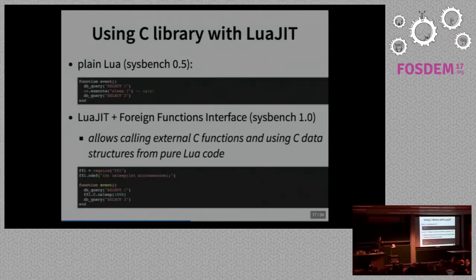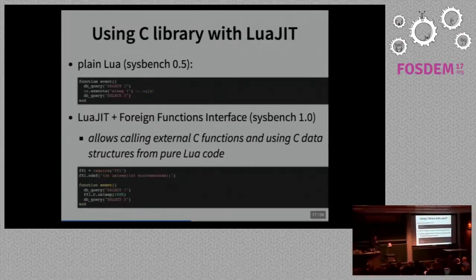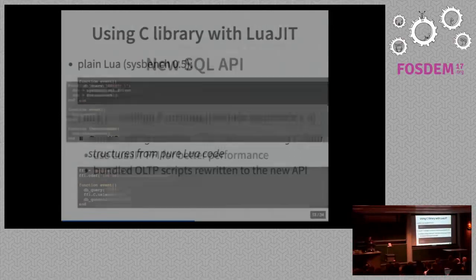So this is an example showing how to use the usleep call from the C library. You just need to declare it, so LuaJIT knows what arguments are accepted by the function and what the type of the return value, and then you can just call that function directly from the C library.